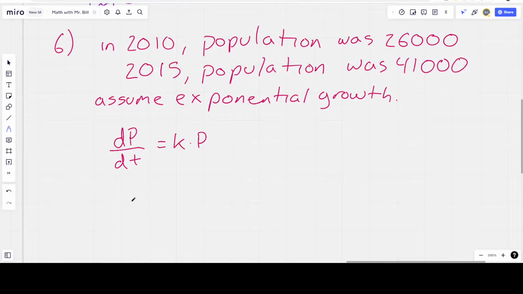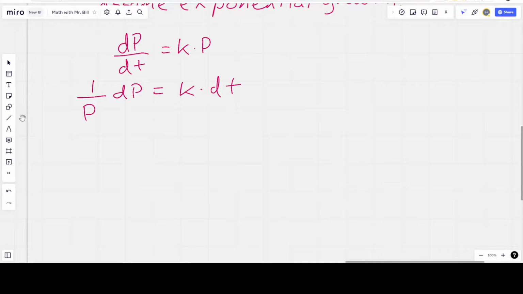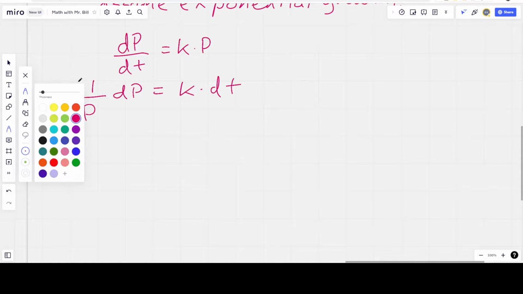If we work on solving this via a separable differential equation, we divide the P over and multiply the dt over, and so we get something that looks like this: 1/P dP equals k dt. So all the terms involving P are on one side, and all the terms involving t, or just not P, are on the other side. And we'll go ahead and integrate both sides here.